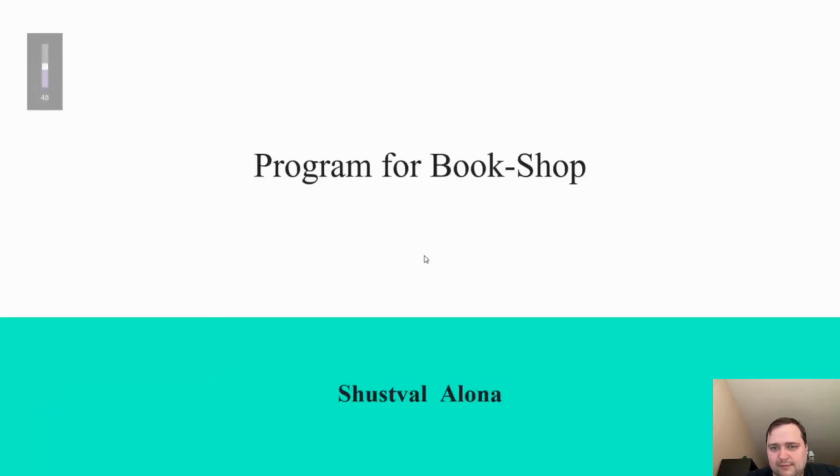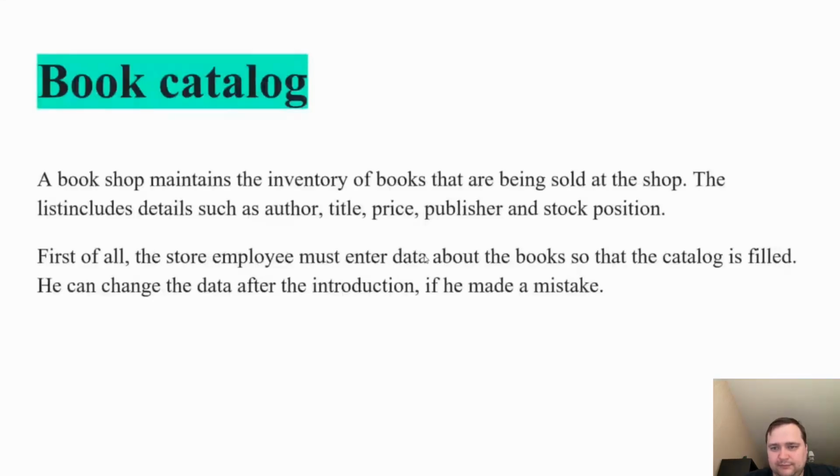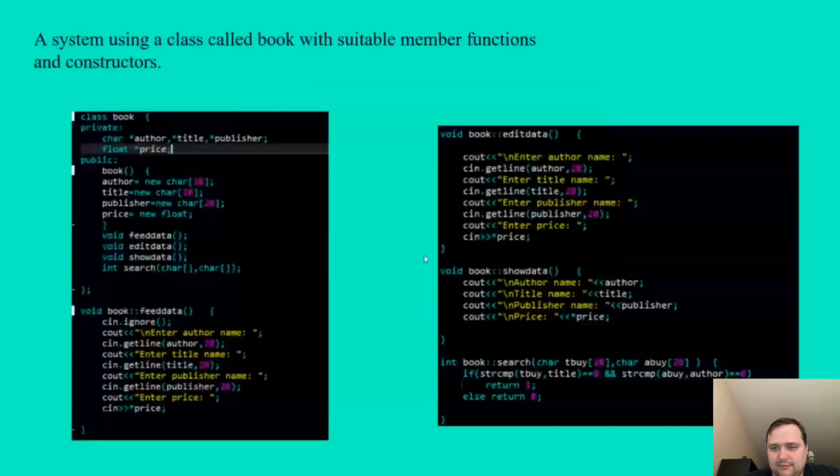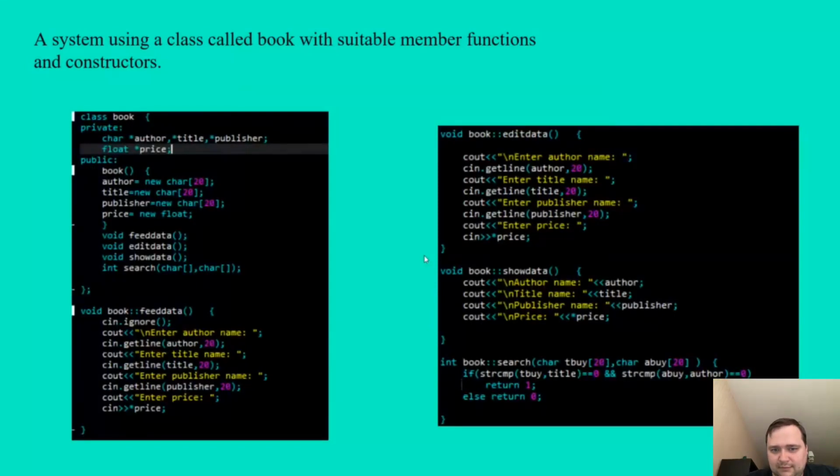It will be a program for a bookshop, for a catalog. A bookshop maintains the inventory of books that are being sold at the shop. The list includes details such as author, title, price, publisher, and stock position. First of all, the store employee must enter data about the books, so the catalog is filled. He can change the data after the introduction if he made a mistake. Program code: a system using a class called Book with suitable member functions and constructors.